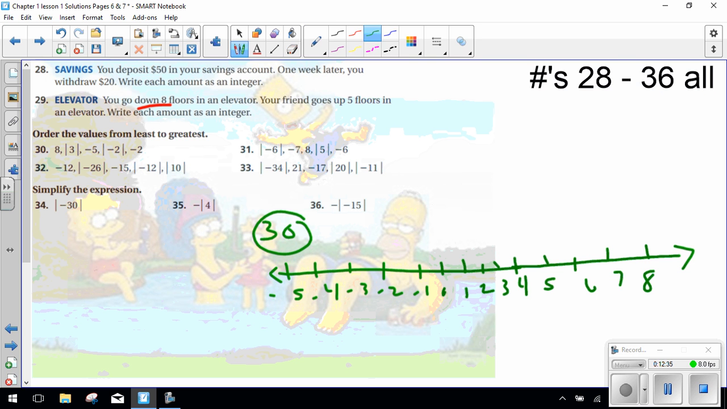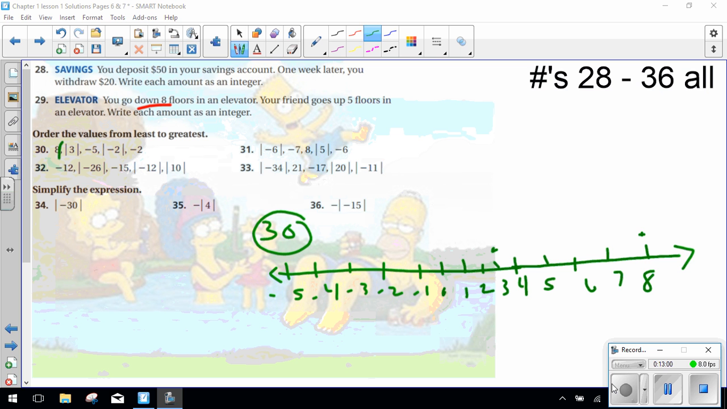Okay. So the first integer we have up here, number 30, is 8. So over the number 8, I'm going to put a dot, and I'm just going to put a little slash through 8. The next number is absolute value of 3. So I ask you, what is the absolute value of 3? And hopefully you've said or thought 3. So I'm going to put a dot above 3.